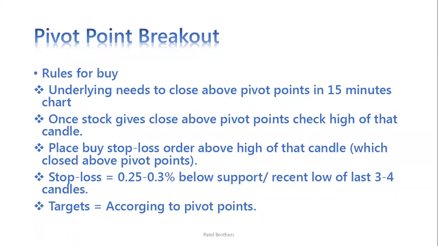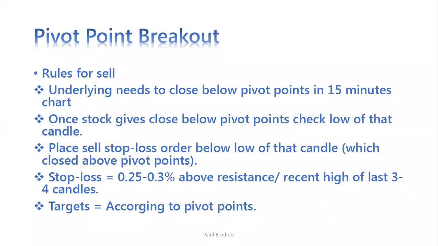above the candle's high. In this setup, our stop losses will be very small. This setup is good because the risk is very low compared to other setups. Here we are taking a risk of 0.25 to 0.3% below the support. Otherwise, the recent low of the last 3 or 4 candles can be a stop loss. And targets are according to the pivot points. Suppose you are buying above the pivot, then R1 should be your first target, R2 your second target, like that.